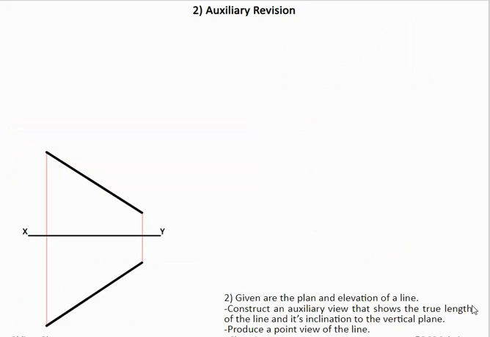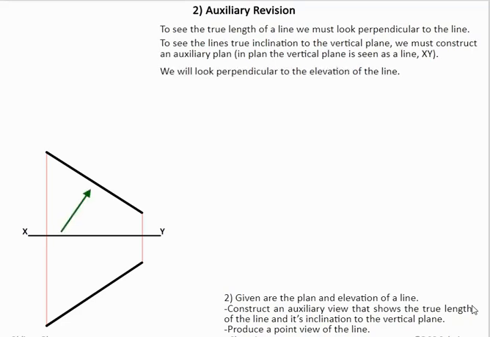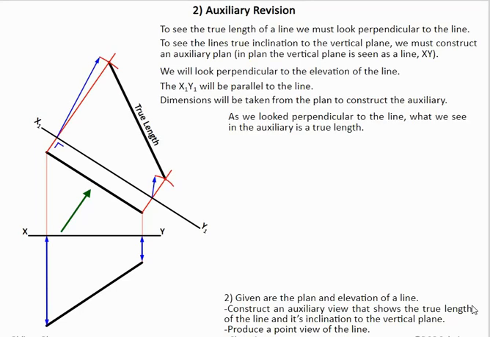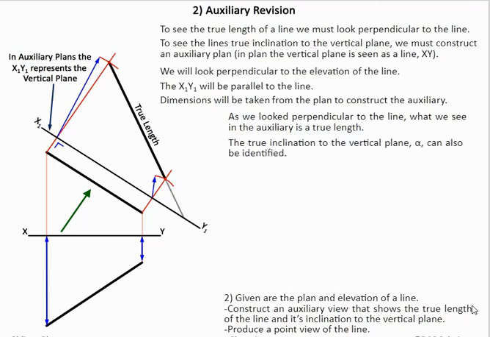Now this here is a similar question. The only difference in this question is we're going to look 90 degrees to the line in elevation. So we set up our x1 y1 line, and we establish our widths from our plan. Now we've got the true length of this line. The reason why we might need to do this is that the angle we found here is the true angle which this line makes with the vertical plane.